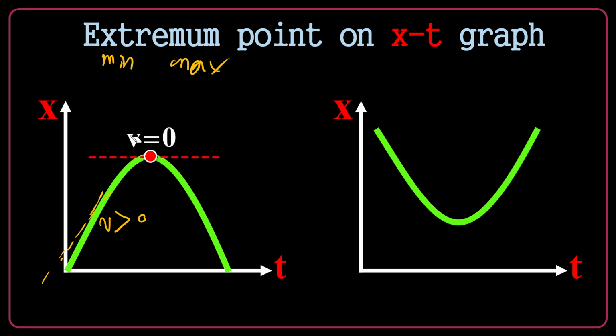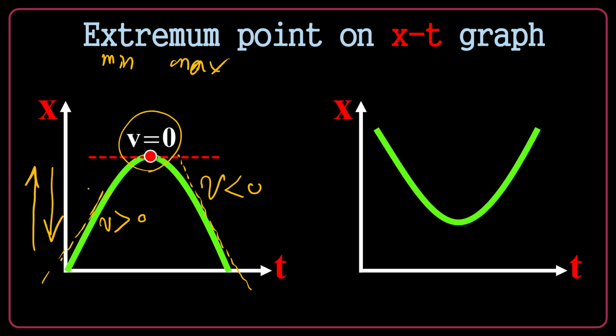At the maximum point, the slope will be 0, so the object will stop. After that, the velocity is negative because if I draw a tangent line, it indicates a negative slope. So the direction of motion changes at the maximum point. The maximum point is a point at which the object stops and changes direction, because before that the object is going in the positive direction of x, and after that in the negative direction of x.